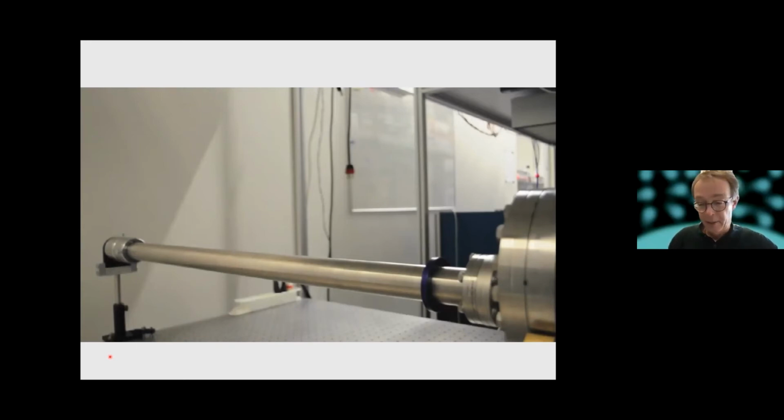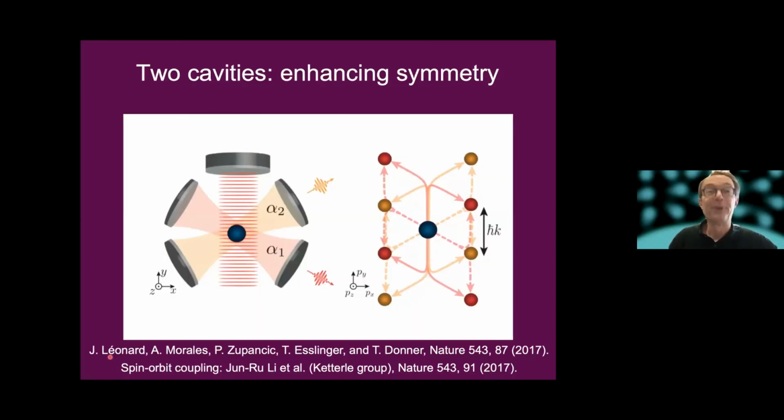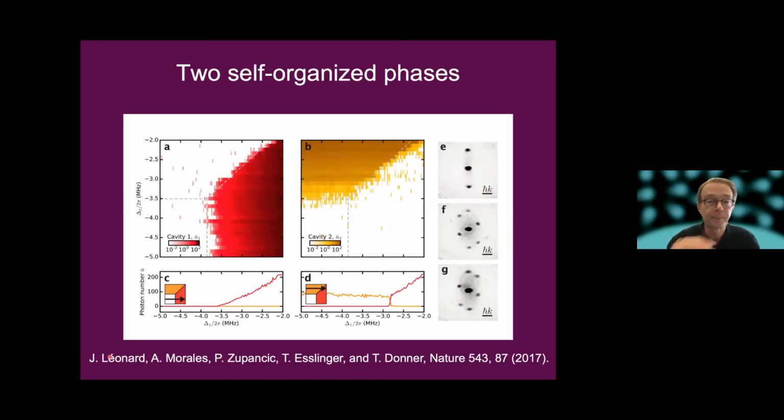Okay, so let's move on to the physics of this. And as I said, we have two cavities now, and you have more combinations of how the photons can be scattered. And you have this continuous symmetry. So let's have a look at the data. And what you see here now, these are phase diagrams which are arranged in the following way.